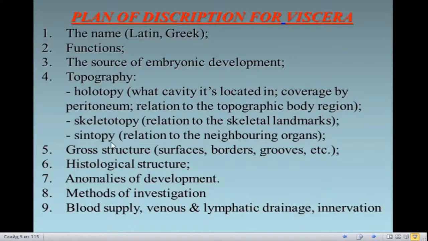And why do you need syntopy, or relation to the neighboring organs? The point is that in many diseases, the pains from the neighboring organs can simulate the lesion of the organ we are studying or examining. For example, some students can think they have pain in the stomach, but in reality, if we examine them, we can reveal that probably not the stomach, but the pancreas, which is partially below and partially behind the stomach, is damaged.